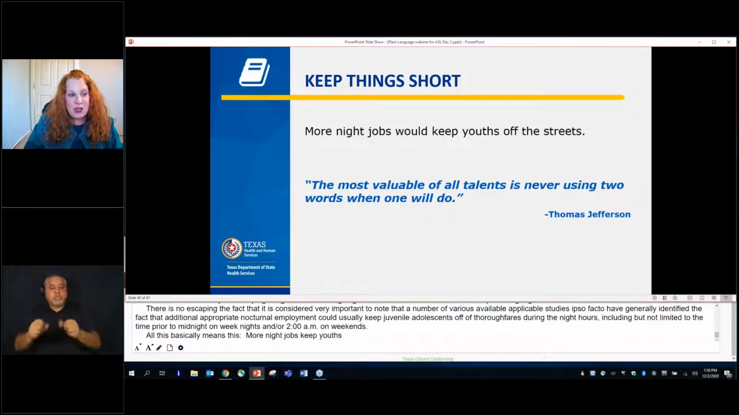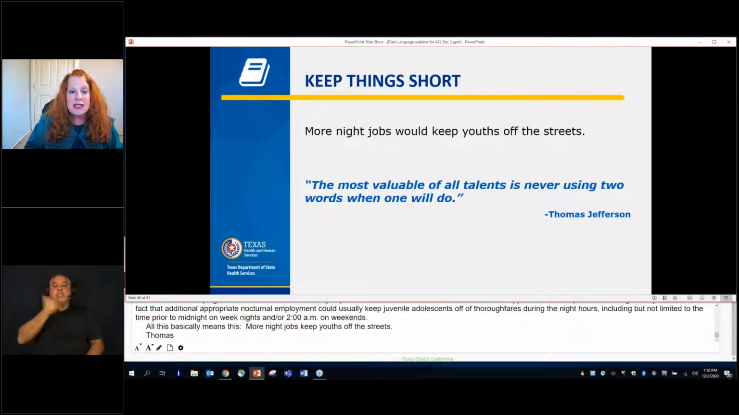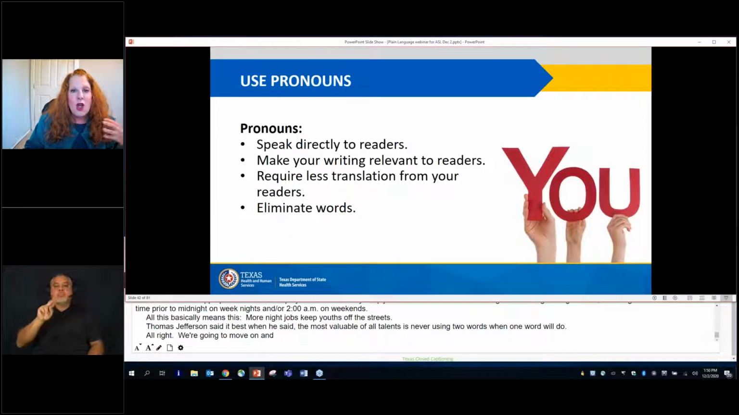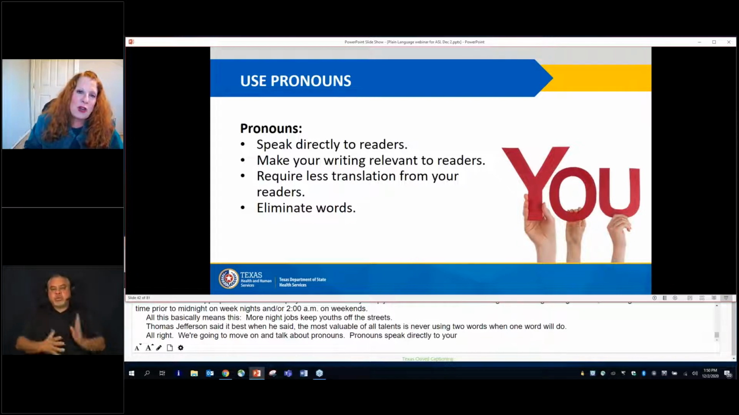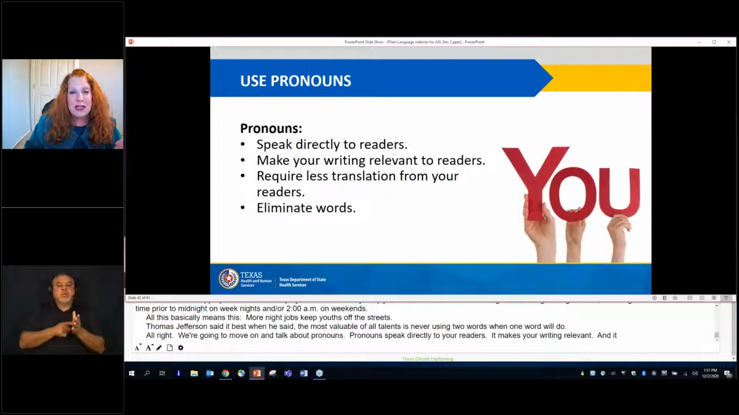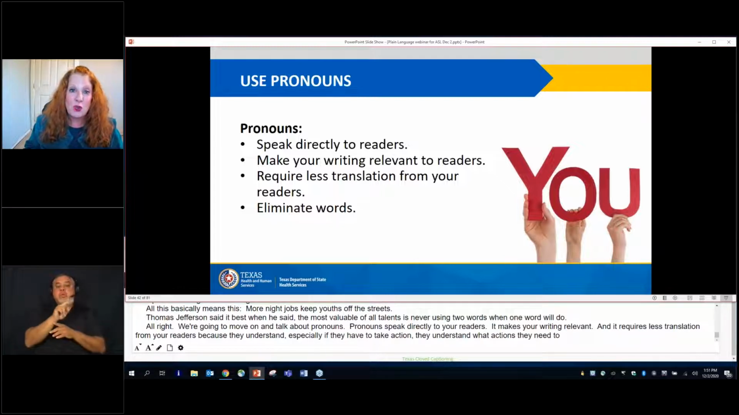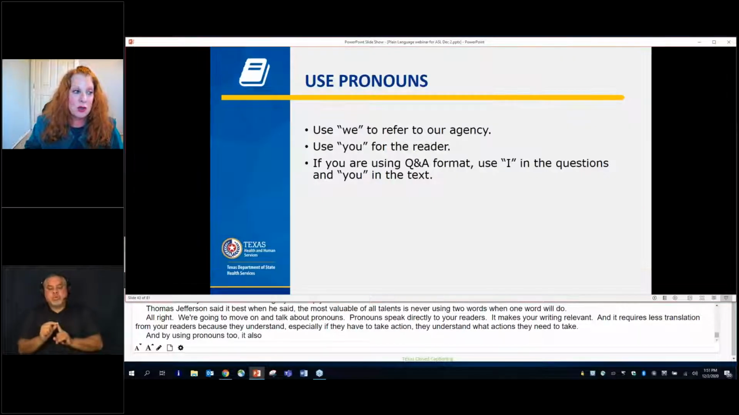Thomas Jefferson said it best when he said the most valuable of all talents is never using 2 words when 1 word will do. All right, we're going to move on and talk about pronouns. Pronouns speak directly to your readers. It makes your writing relevant, and it requires less translation from your readers because they understand, especially if they have to take action, what action they need to take. And by using pronouns, it also eliminates words, which helps us keep things short.